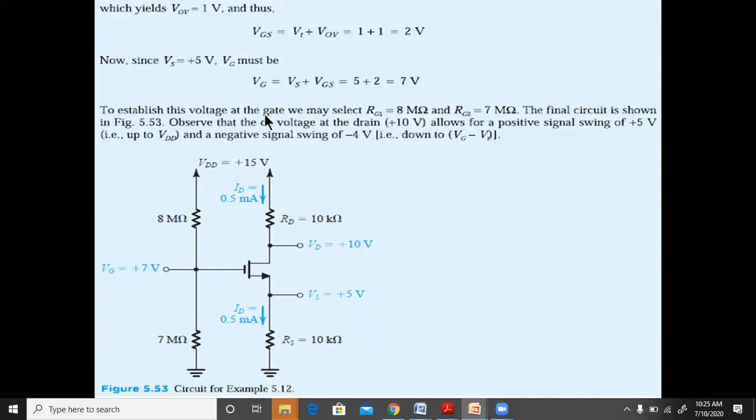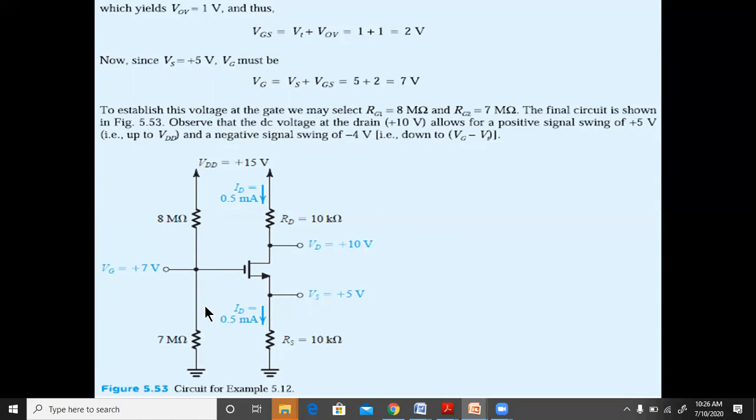So to establish this voltage at the gate, we may select RG1 equal to 8 megohm, and RG2 equal to 7 megohm, right? This is chosen as 8 megohm and this is chosen as 7 megohm because this 15 will get distributed here as 8 volts and 7 volts. And that 7 volts here is what we wanted. Okay. So because this is 7 volts, we are choosing this as 7 megohm.